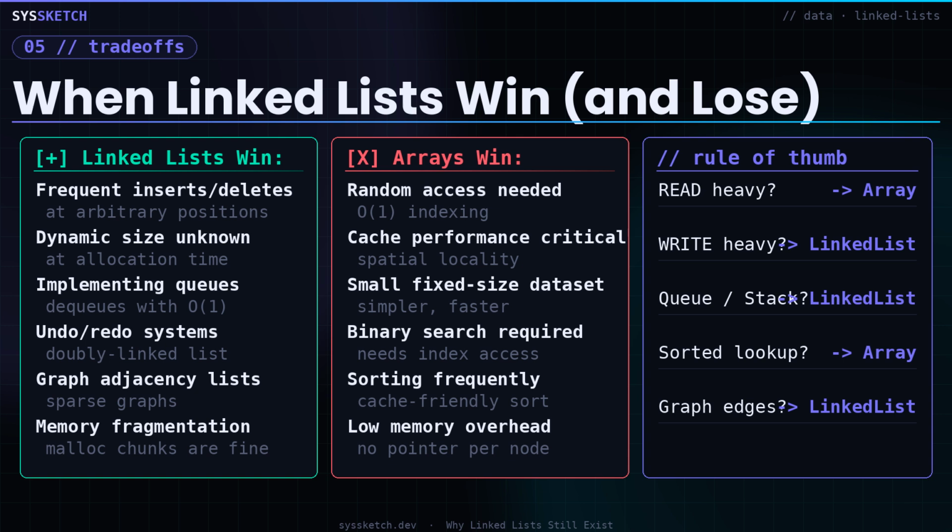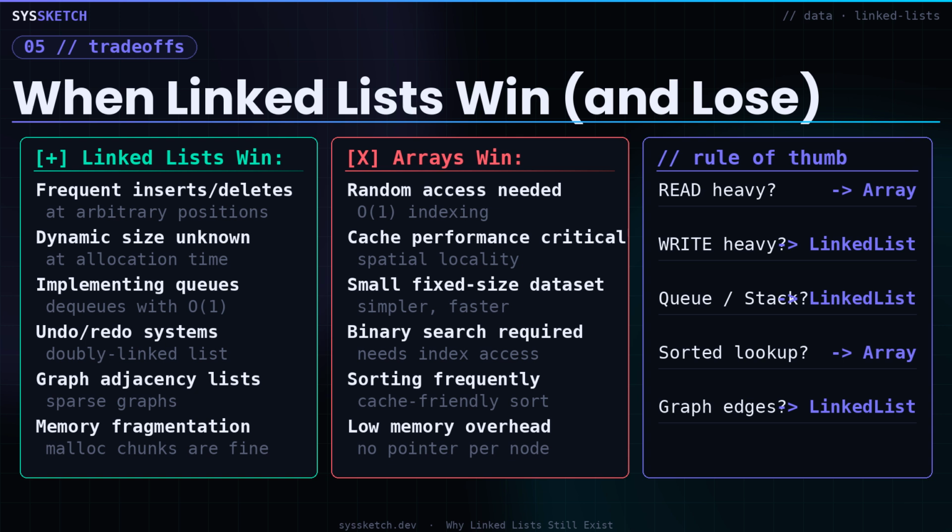The practical rule is simple. If your access pattern is dominated by reads and random lookups, use an array. If it is dominated by inserts and deletes at arbitrary positions, use a linked list. This is not theoretical. Look at the systems running on your machine right now.